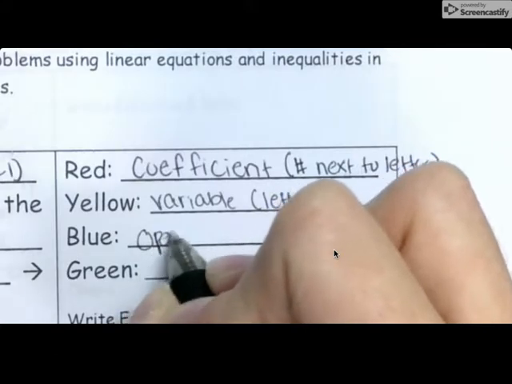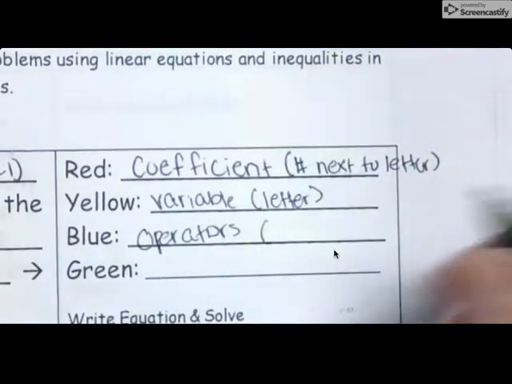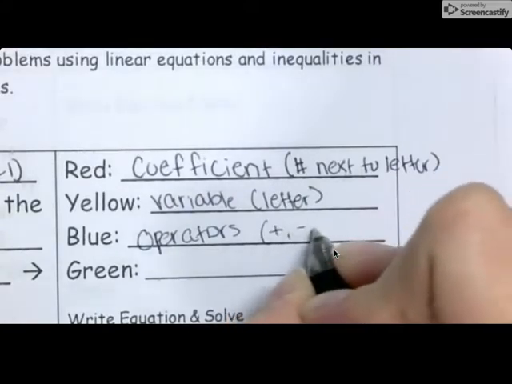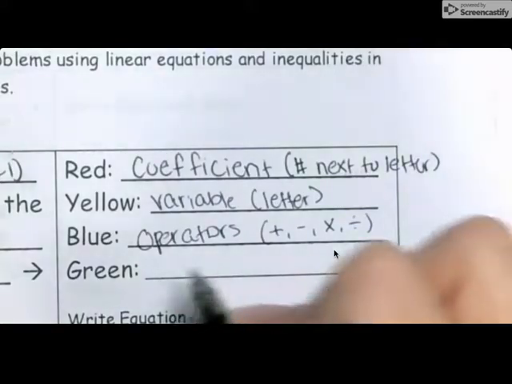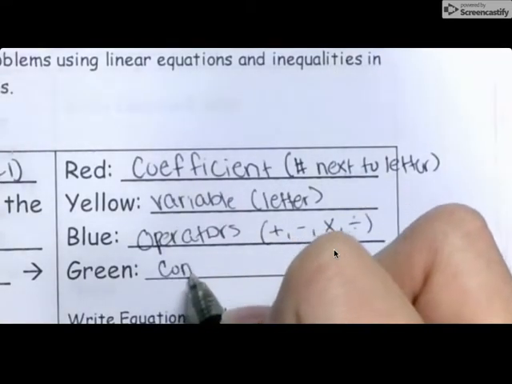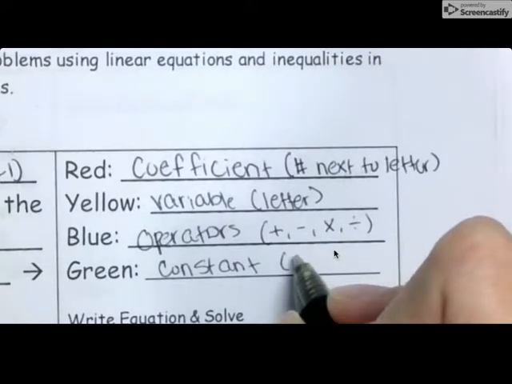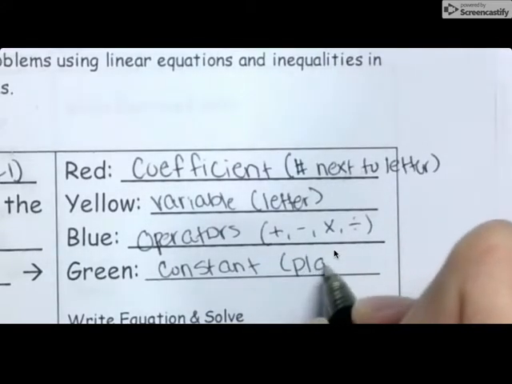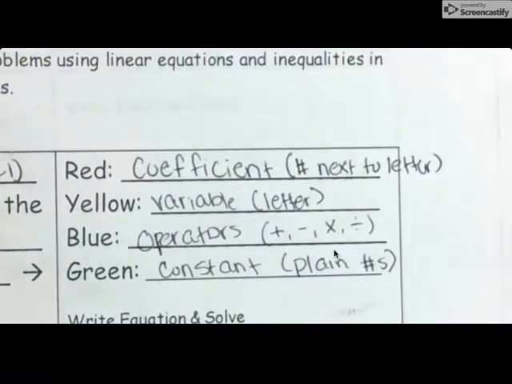Blue is going to be the operators. Do you know what an operator is? Plus, minus, multiply, divide. Okay, and green is going to be constants. That's going to be just the plain numbers. The numbers that have nothing next to them.